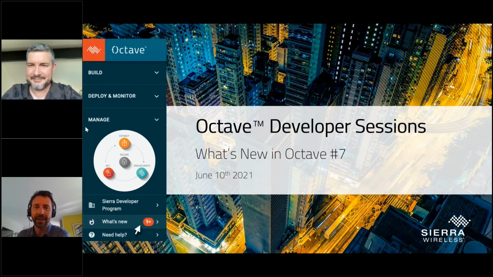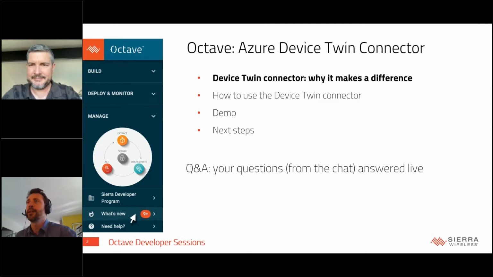Thank you very much, Thibaut, and hello, everyone. I'm really glad to be presenting this developer session with, as Thibaut said, a really exciting new feature in Octave, which is the Azure Device Twin Connector for Octave. What we'll be reviewing today is 4 main areas before going to Q&A. First of all, the Device Twin Connector, why it really makes a difference overall and how it is a new step in the kind of connectors we have on board with Octave.